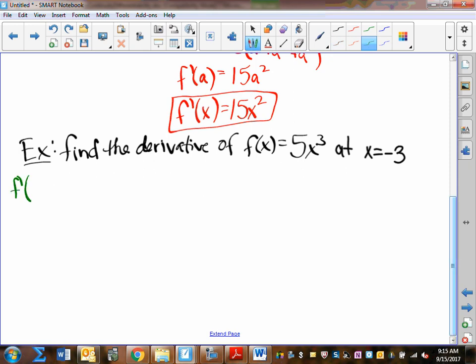So f prime of, I'm just going to go ahead and write out the original so that it's easier for us to fill in. It's not necessary for you to write this. You can go and start filling in the values.